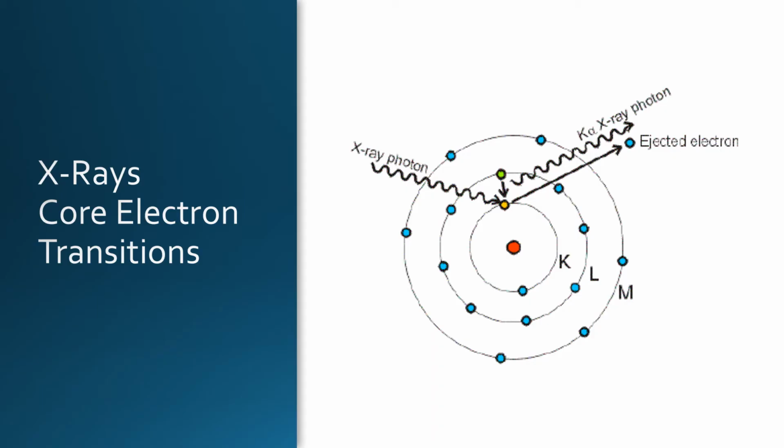X-rays are used for core electron transitions. So thinking about the core electrons, those are not the valence, so they're the inner shells. This diagram uses a style, instead of saying the first energy level, they use K, second is L, third energy level is M. Notice the electron that is being emitted or ejected is an inner electron. So that's what we're going to study with photoelectron spectroscopy.